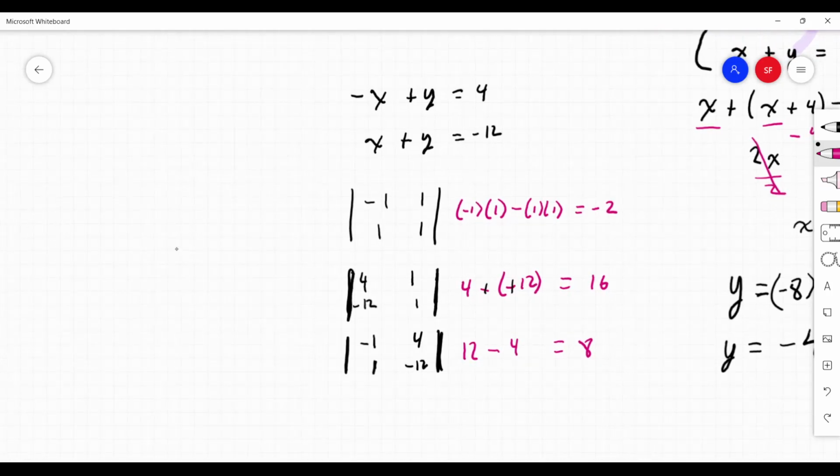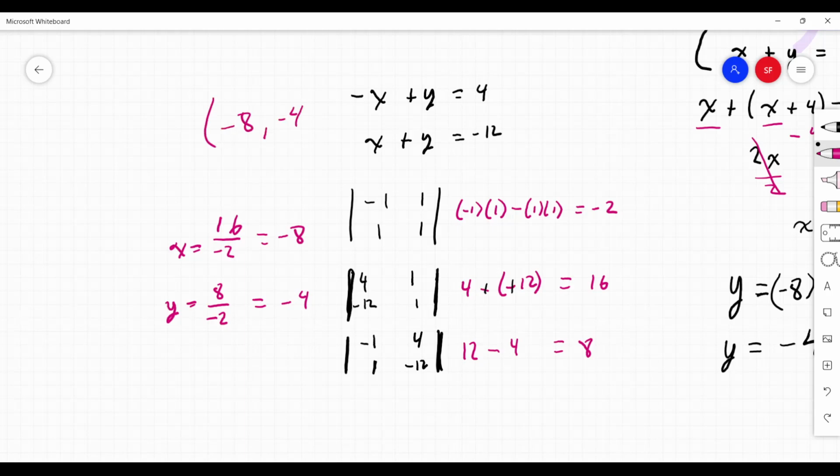And then for the x part, you would divide 16 by negative 2, which would give you negative 8. And for the y part, you would do 8 divided by negative 2, which would equal negative 4. Negative 8. There we go. We did it. Negative 8, negative 4.